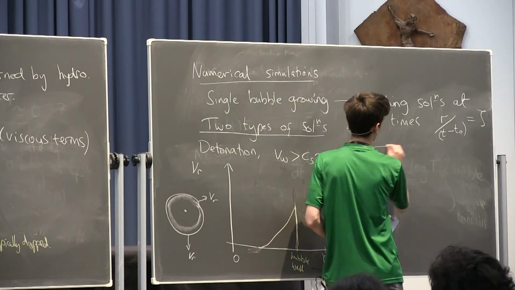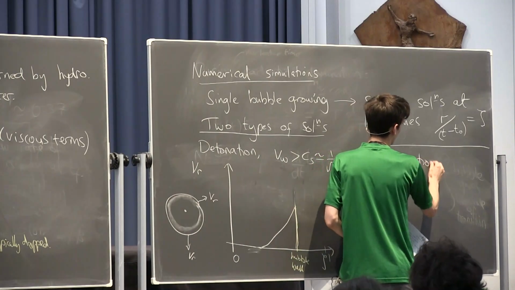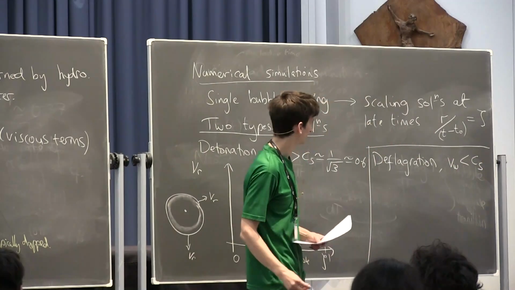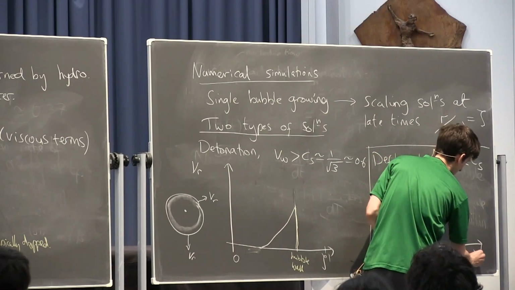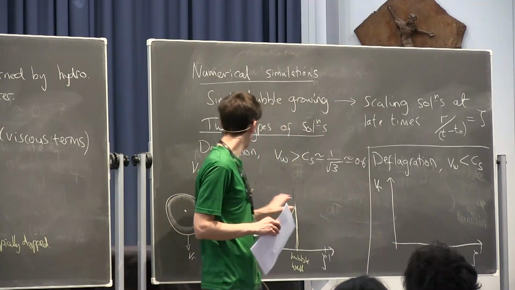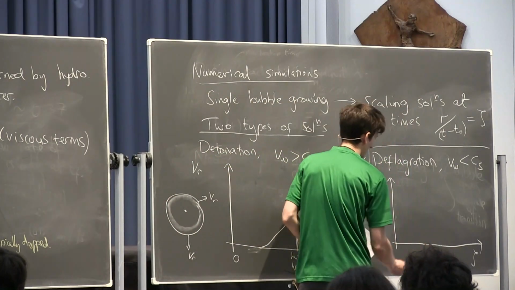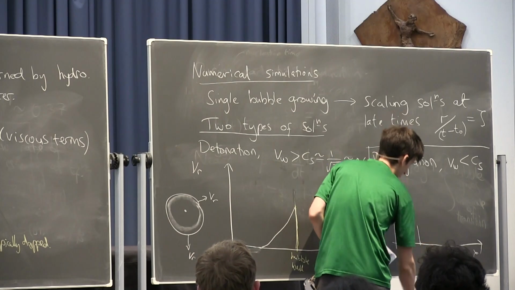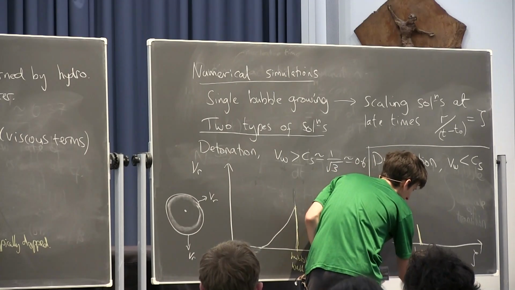The other type of solution is the deflagration. This is when the bubble wall speed is less than the sound speed. In this case, plotted versus the same variable, again the radial velocity of the fluid, this is the fluid flow outwards. This time we have a slower flow, and we have a shock here at the bubble wall.